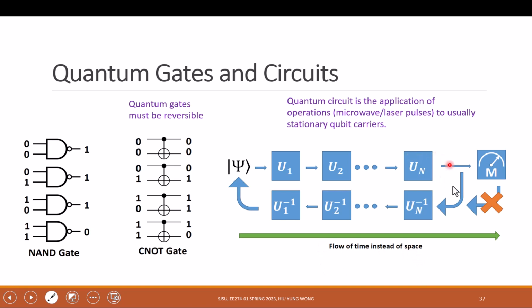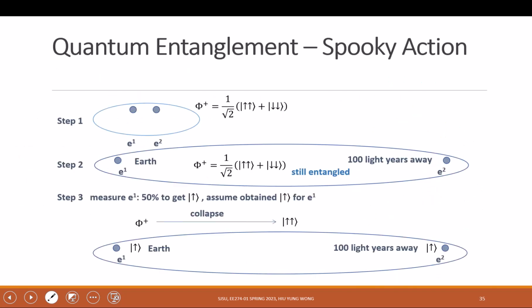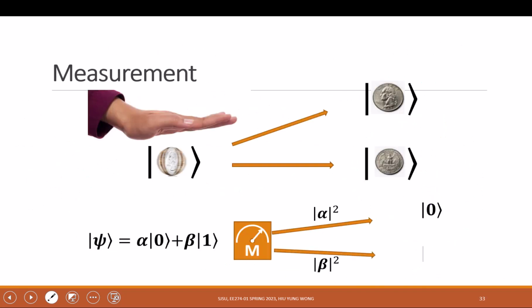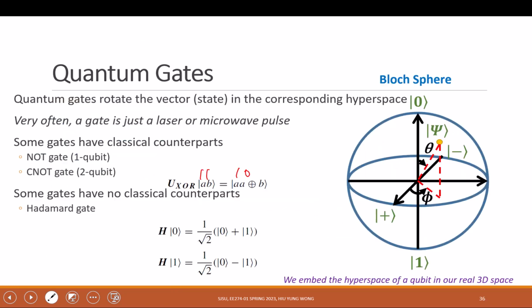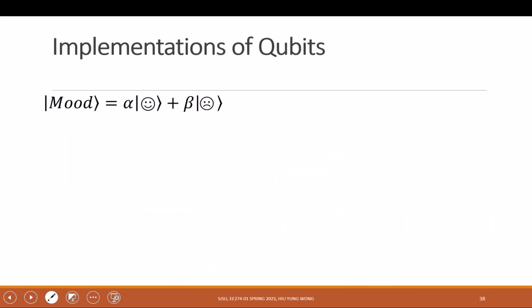And as I said, they must be reversible. So I rotate the qubit in this direction, I should be able to rotate back, okay? Until I do a measurement. What happens when I do a measurement? It collapses. It becomes the basis state. Let me show you again. Do you remember this one? I do a measurement, I get 0 or 1, right? Once I get 0, I don't know what the original value was. It collapses. Now, this is a very important concept, okay? And we will look at how to do the measurement, okay?